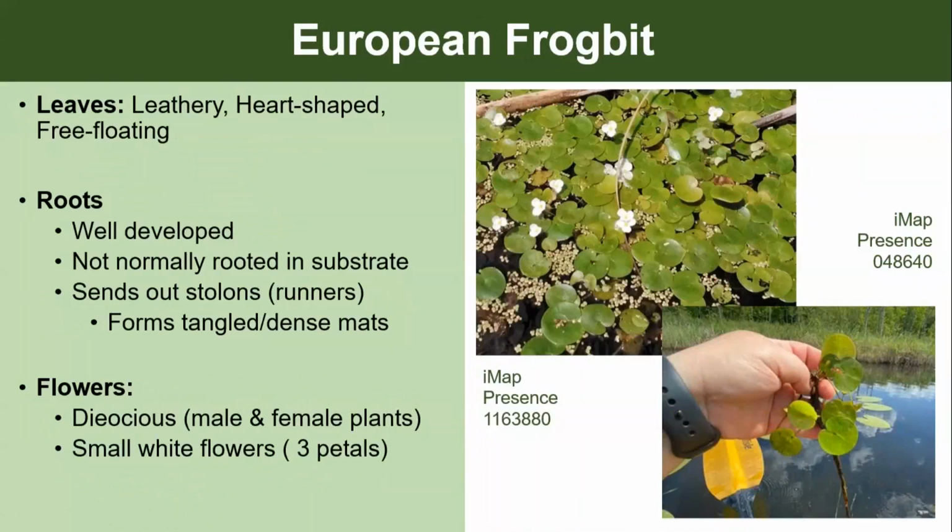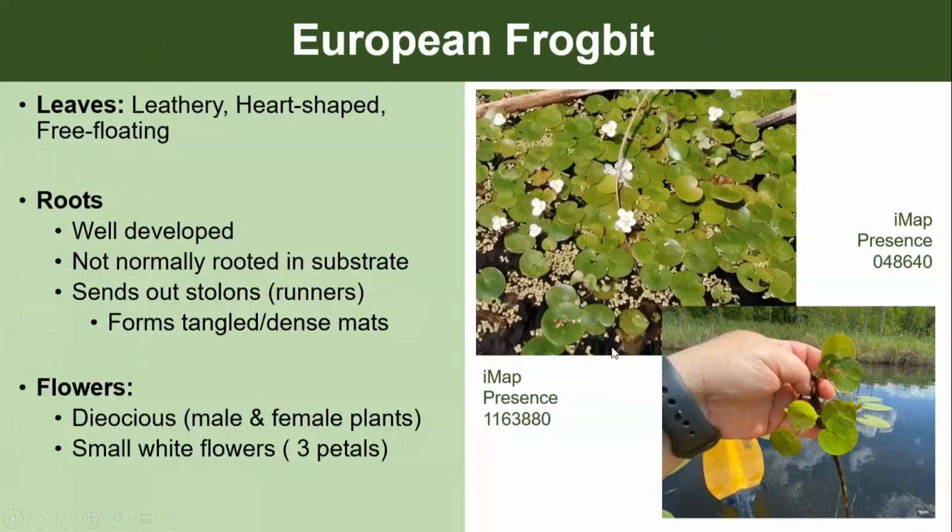Frogbit is another floating aquatic plant. It looks a little bit different though. So it has these small rounded heart-shaped leaves. They kind of look leathery when they're in these mats like this. And they're actually often free floating, so the roots won't normally be embedded in the substrate like water chestnut would be. It also sends out stolons to spread sideways, which allows it to form dense mats. And for the flowers, you can see these little white three-petaled flowers.